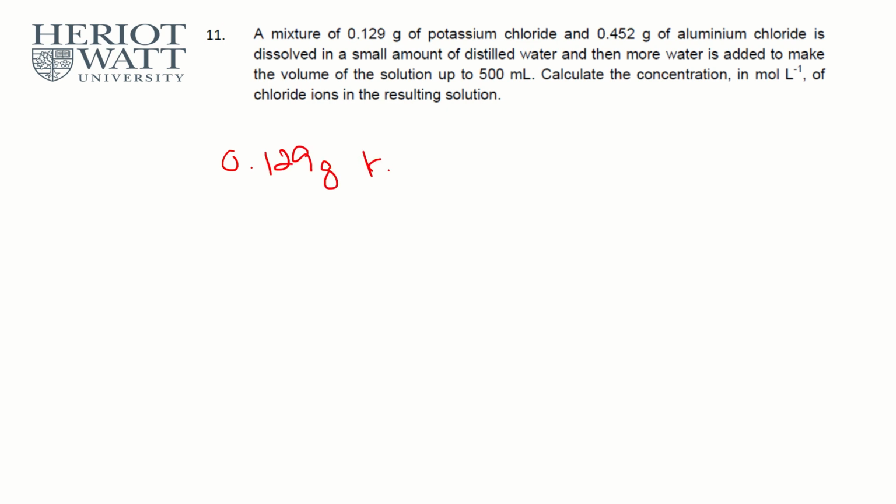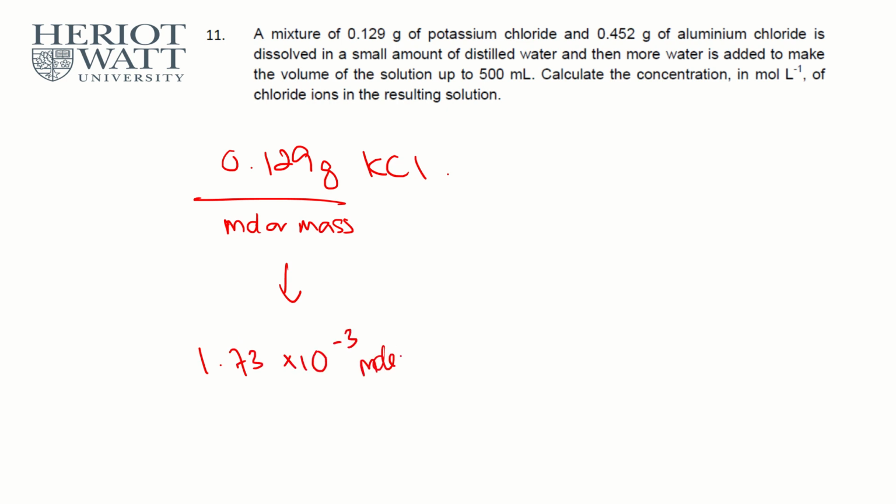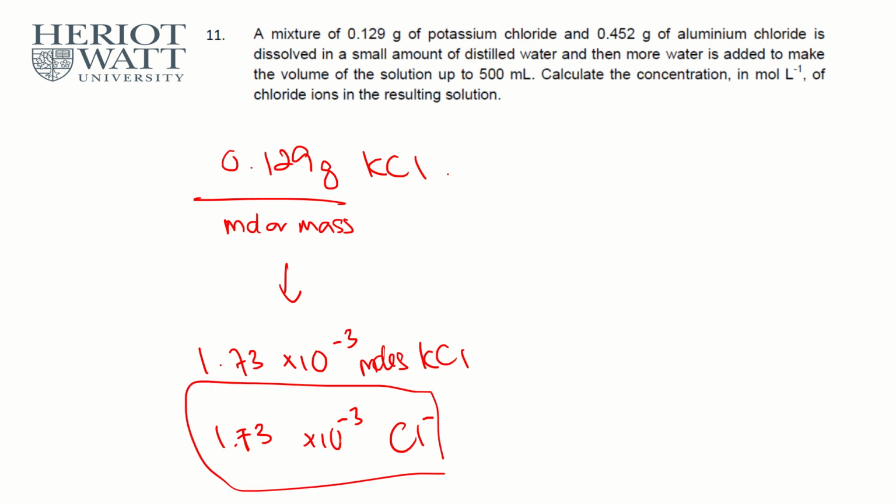0.129 grams of KCl divided by the molar mass of KCl, you will get the mole. And the mole here equals 1.73 times 10 to the power of negative 3 moles of KCl. This is the mole of KCl, which is the same as the mole of chloride, 1.73 times 10 to the power of negative 3 moles of chloride. All right, this is for KCl.